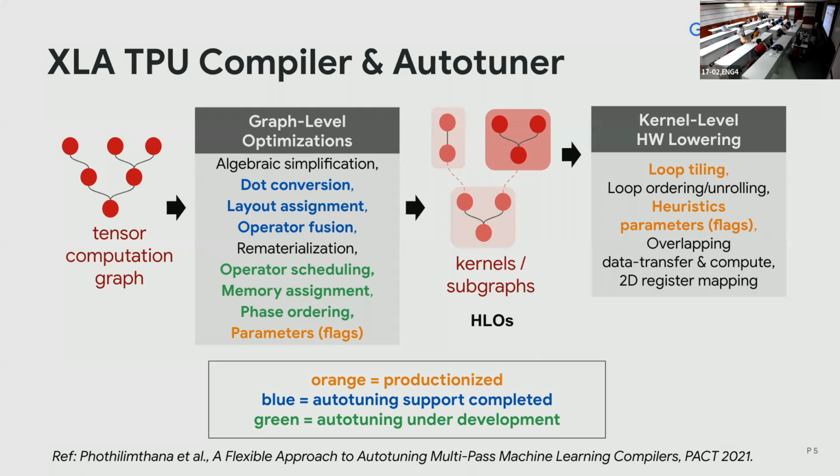And for graph-level optimization, there are a lot of them. One that is common is layout assignment, which is the optimization that considers how you would lay out the high-dimensional tensor in physical memory, like which dimension should be the major dimension and which one should be the minor dimension.